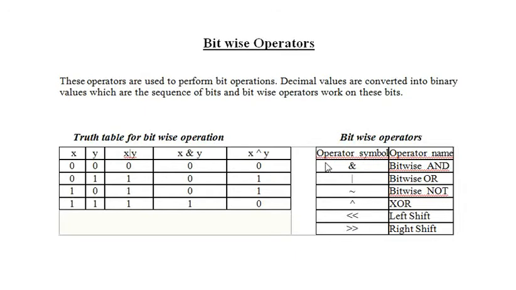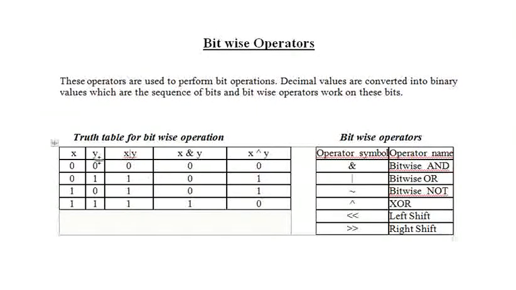Today we are going to learn about bitwise operators in C language. Bitwise operators are used to perform bit operations. First of all, they convert the decimal values into bit values, into binary values, and then perform operations on them. There are several types of bitwise operators.